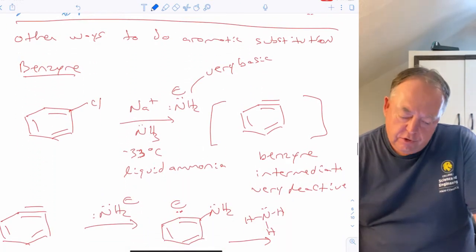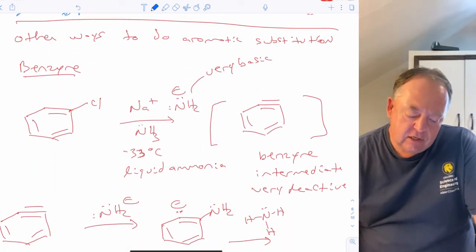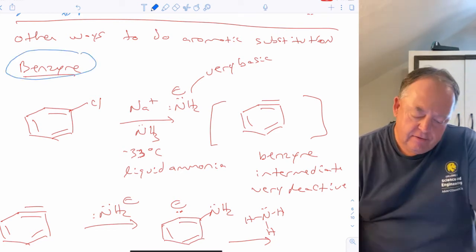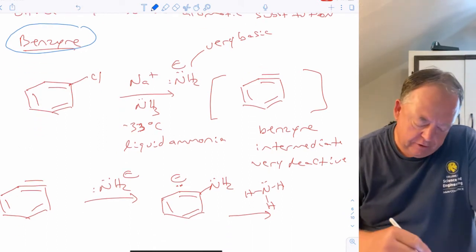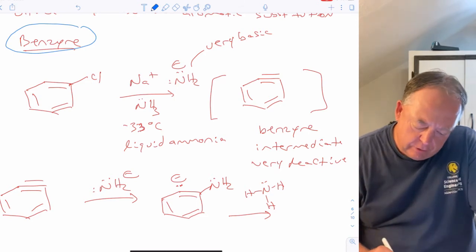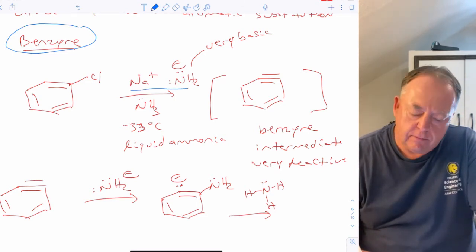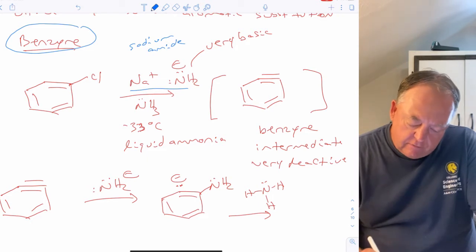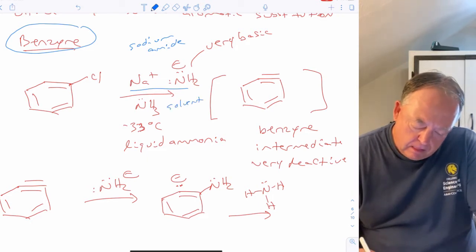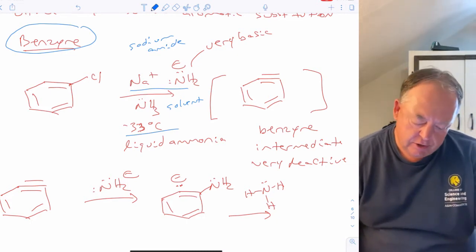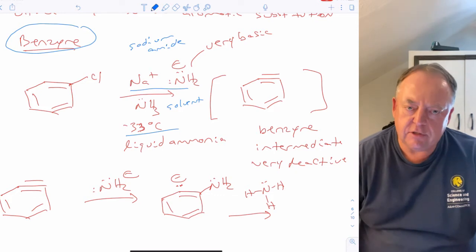Okay, so there are other ways to do nucleophilic aromatic substitution. So one is through what's called a benzyne intermediate. So if you did this recipe, so if you took a chlorobenzene or bromobenzene or benzene with some leaving group on it, and reacted it with NaNH2, which is a very strong base, sodium amide. And the solvent is typically ammonia. So if you liquefy ammonia, so ammonia is a gas at room temperature, you do this reaction at negative 33 degrees Celsius, ammonia will liquefy.